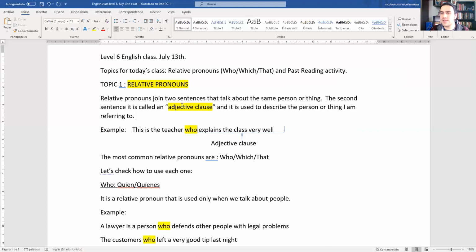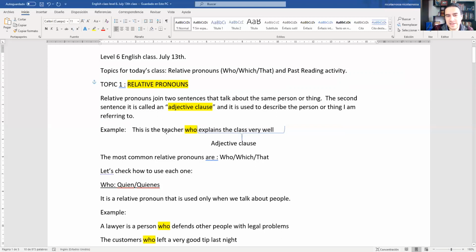In the previous sentence, I can talk about people or objects or animals, whatever. So the adjective clause is describing the previous sentence. And to connect those two sentences, we use the relative pronoun who, which, or that, okay? We are going to check how to use them. So let's check the example, maybe it's more clear.